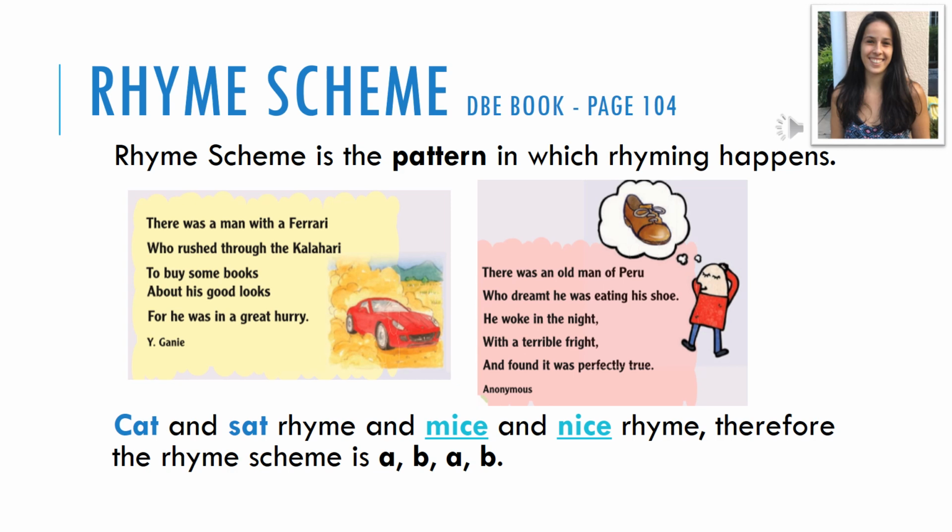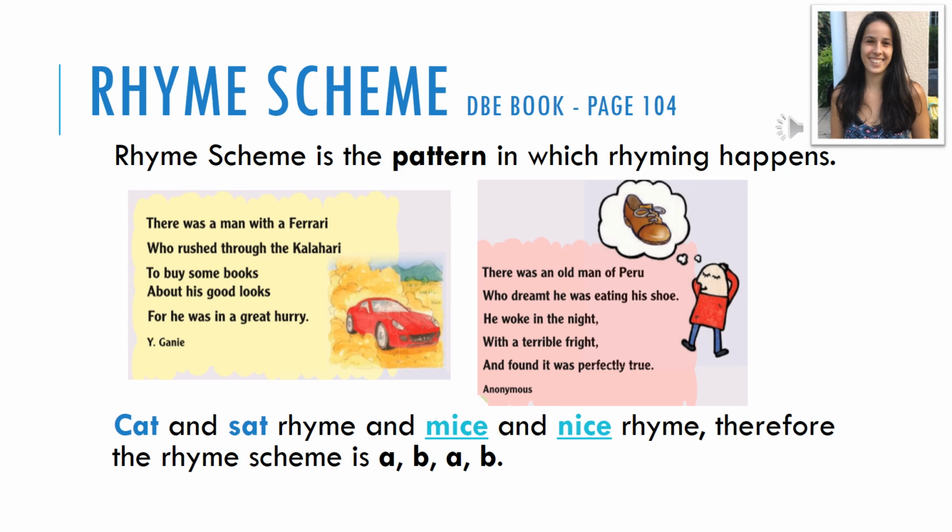So let's have a look at the one in yellow first about the Ferrari. There was a man with a Ferrari who rushed through the Kalahari to buy some books about his good looks, for he was in a great hurry. So your rhyme scheme there is A, B, B, and A, because Ferrari, hurry. They end with the same sound, even though the letter is different, it's pronounced the same.